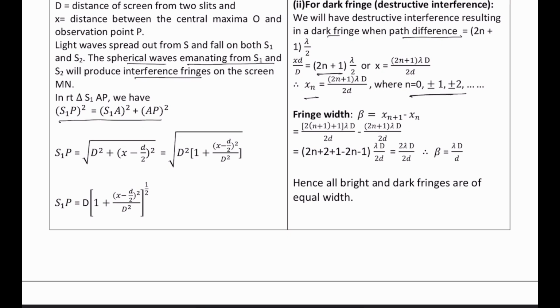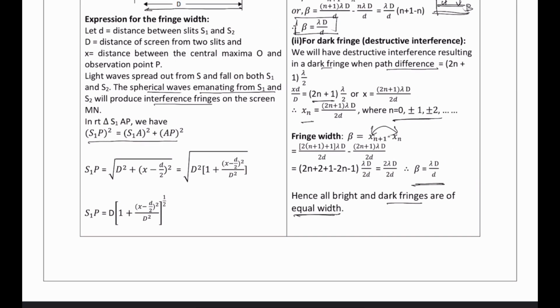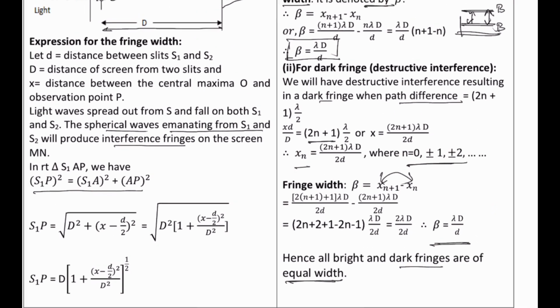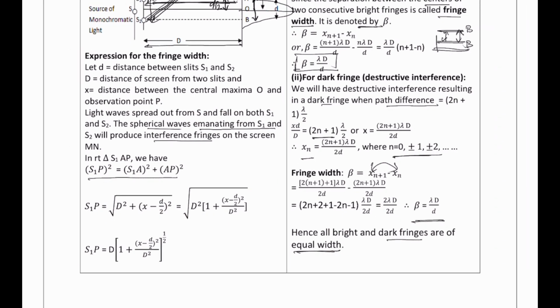So the fringe width is equal to, this is the same thing. The distance of separation between two alternate dark fringes is called the fringe width. So here also lambda D by d. Hence all bright and dark fringes are of equal width because these are interference fringes. Okay. Now diffraction fringes are of a different property.